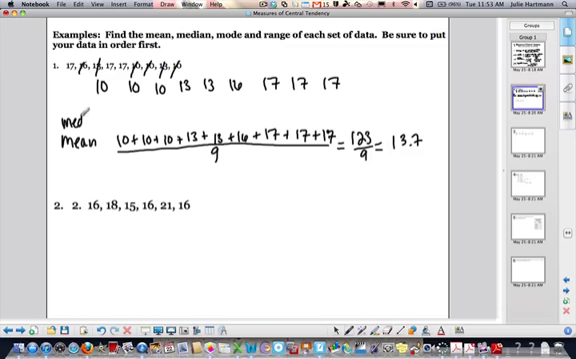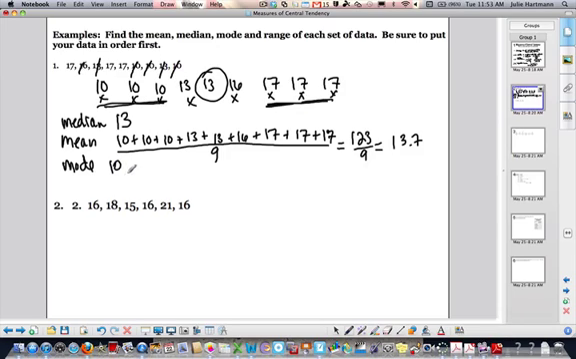Your median is our middle. So if we mark off the ends, and 1 on each, 1 on each, 1 on each, 13 is our middle. That's easy. The mode, which one occurs the most often: we have 3 10s and 3 17s. So we're going to list 2 modes. And then the range is our highest, which is 17, minus our lowest, which is 10. So our range is 7. And that is it.